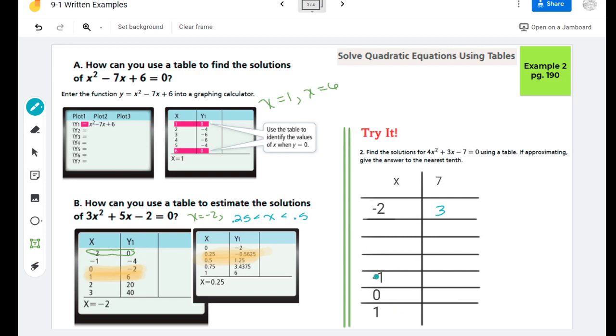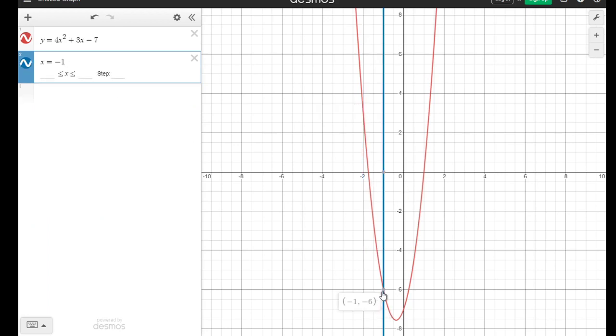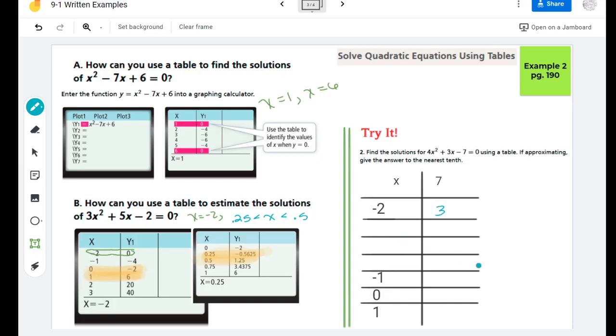I'm just going to go through the whole numbers real quick, and then we'll split it up a little bit. So then what about at -1? Well, at -1, it's intersecting at -1, -6. So definitely a 0 in there if I just had this table of values, right?